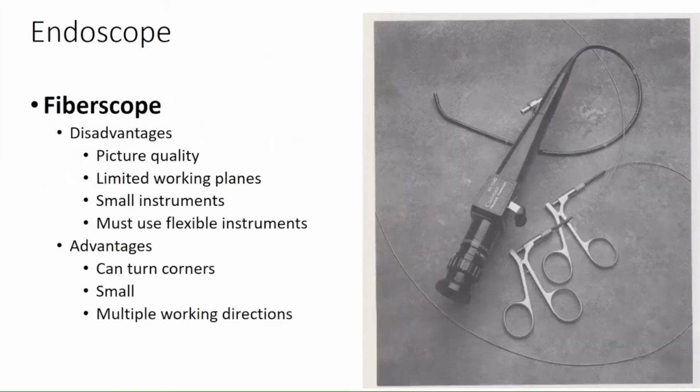So two main scopes we use. One is a flexible fiber scope. This is the Codman scope that we also have. The big disadvantage of a flexible scope is that the picture quality is quite low, although it's way better with some of the newer scopes that we've bought. The working plane can be difficult simply because the flexible fiber scope is basically like a spaghetti noodle.